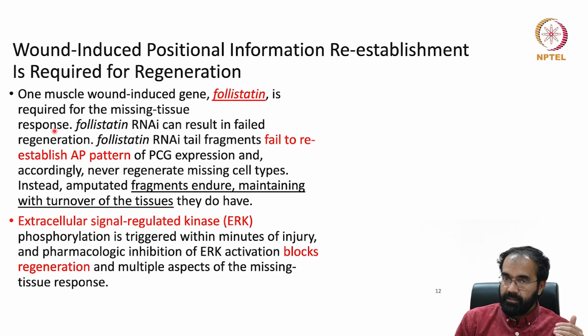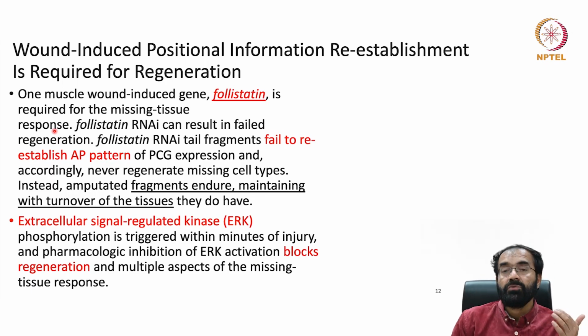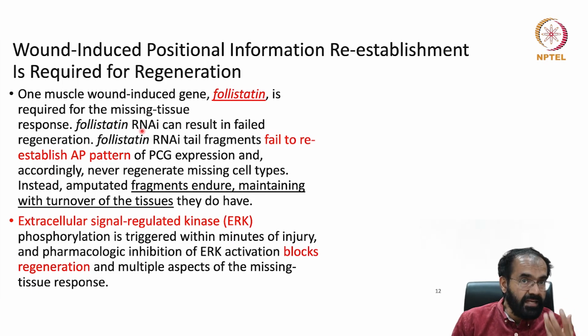Like in the previous class we saw, whenever there is a wound, immediately the neoblasts will start proliferating. That doesn't happen when you just pluck off one eye. It will run the show with the existing neoblasts. So how is this regulated? Who goes and tells that a tissue is damaged? Follistatin is required for eliciting the missing tissue response.